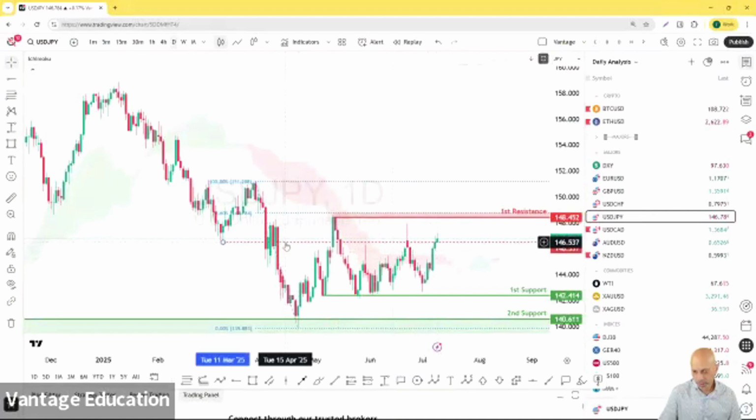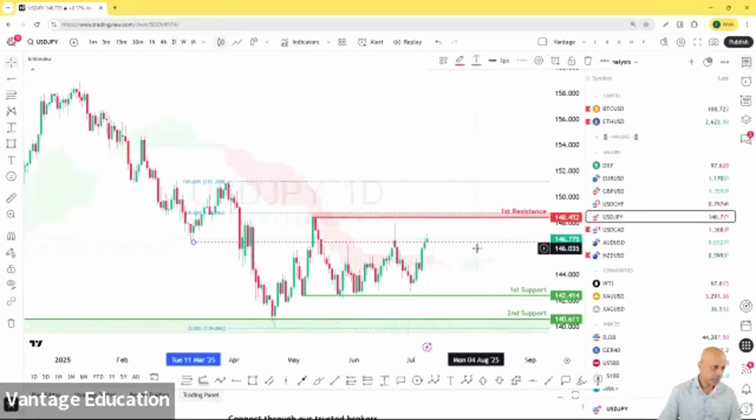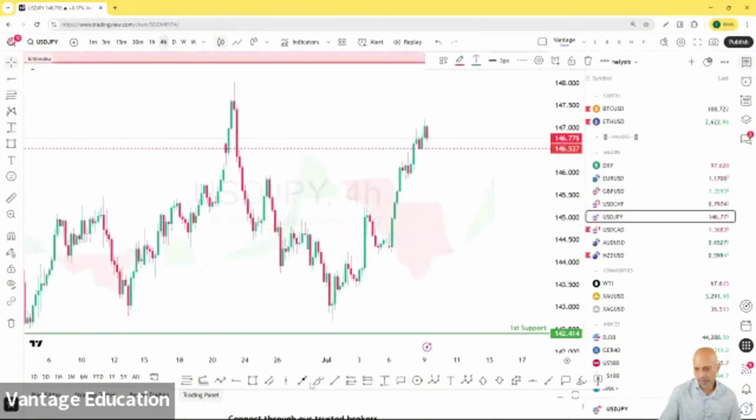Now, with this overlap level here at 1.4653, this overlap level can now be used as a potential pullback as well. As price breaks above this level today, it can be a potential pullback. So let's go into the 4-hour time frame.